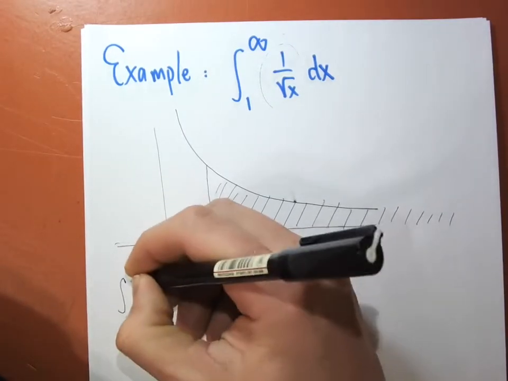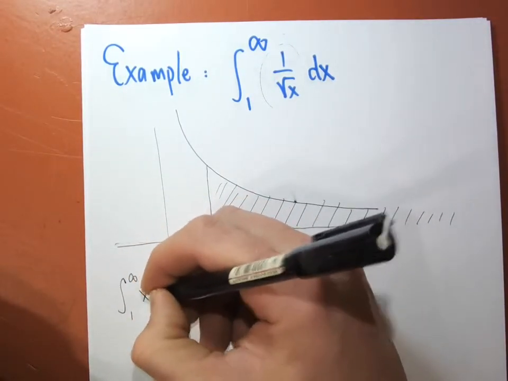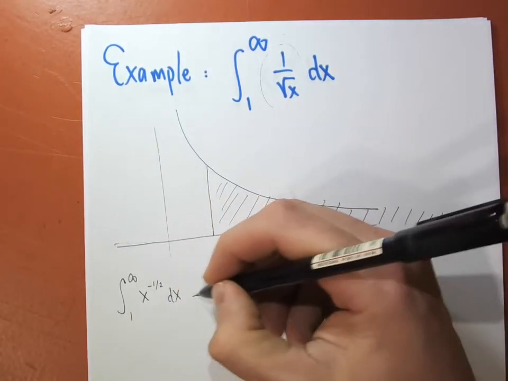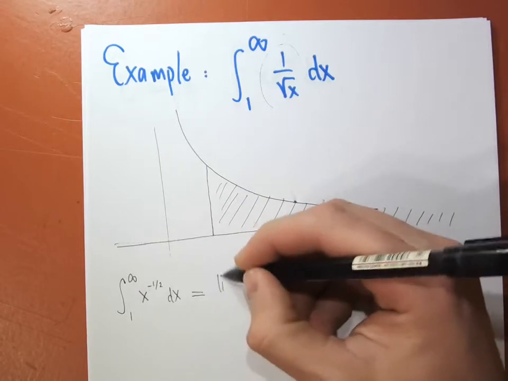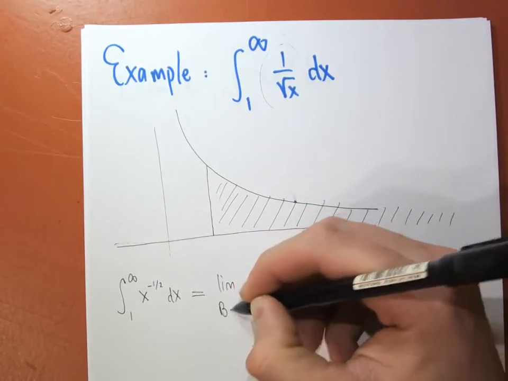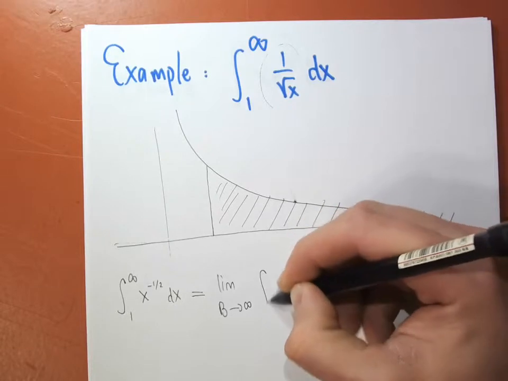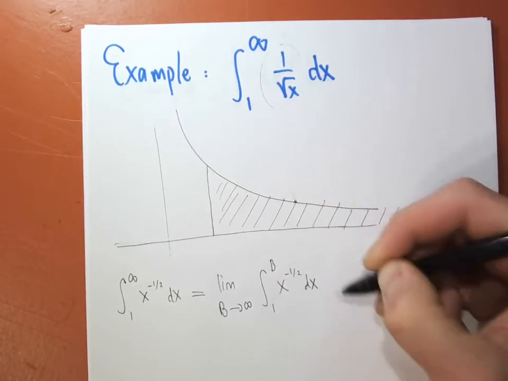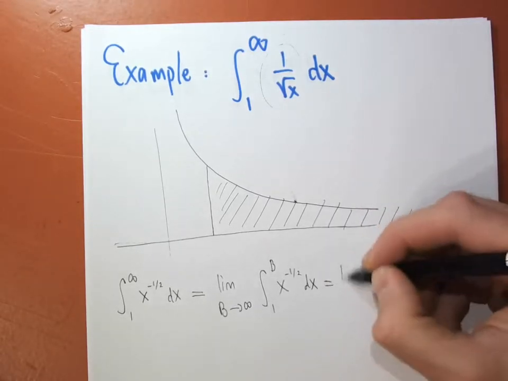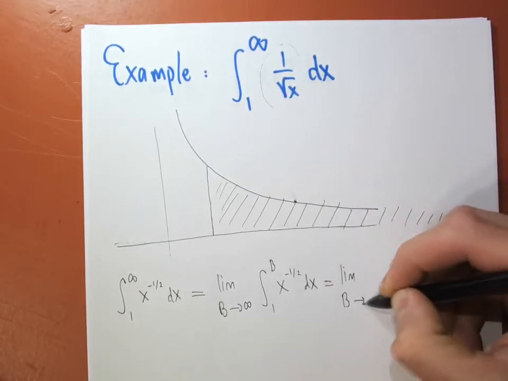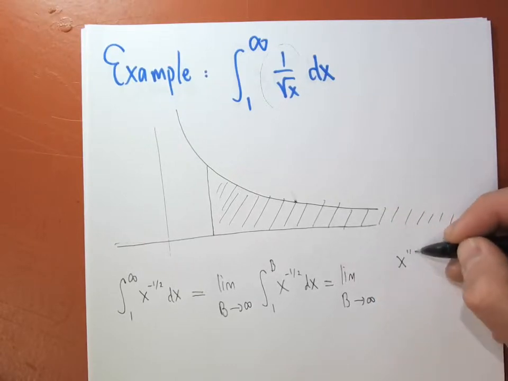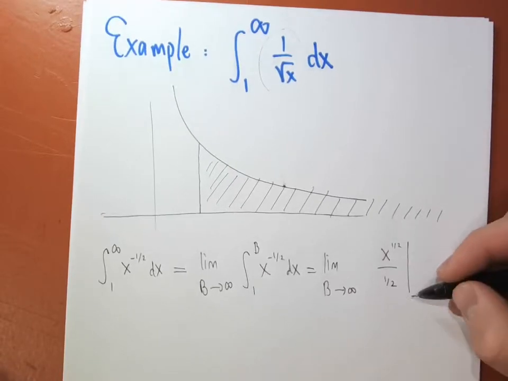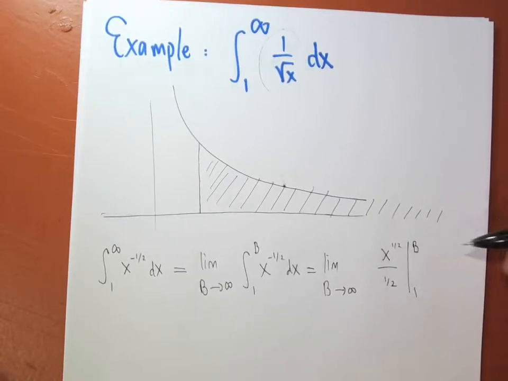Okay, so we have the integral from 1 to infinity. I'll write it as 1 over x to the power 1/2 dx. First step, replace that infinity with a letter. We can use b again. Limit as b goes to infinity, integral from 1 to b, x to the minus half dx. Now, next step is I need an antiderivative. The antiderivative is x to the half divided by half. And I'm evaluating that between 1 and b.